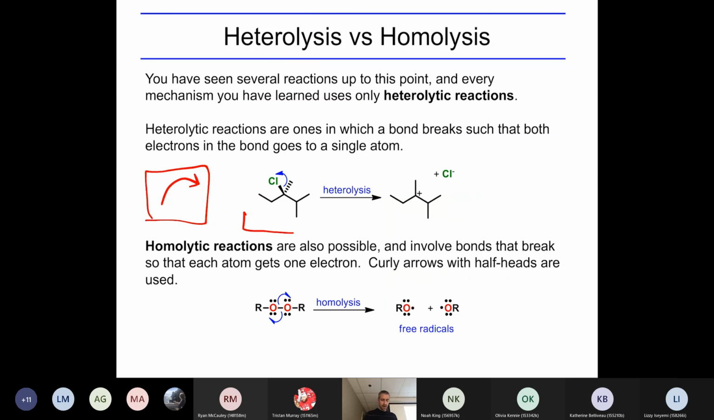So if a bond is breaking in an ionic reaction, like in this case, we're losing a chloride to make a tertiary carbocation. We call that reaction a heterolysis. Heterolysis just means you are breaking a bond, and when you break that bond, one of the 2 atoms that was a part of the original bond gets the electron pair. So in this case, the chloride gets the electron pair because the chloride is more electronegative. So that's an ionic reaction. We've made 2 ions. Electrons moved in pairs.